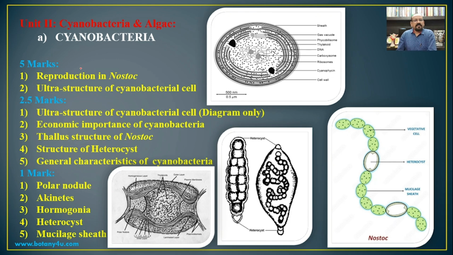The second unit is based on the cyanobacteria and the algae, and the first one is cyanobacteria. On cyanobacteria there are again 5 mark, 2.5 mark and 1 mark questions. The 5 mark question includes the reproduction in Nostoc and the ultrastructure of cyanobacteria. If you see any question paper of the last 5 years, you will always find the 5 mark question on the reproduction as well as the ultrastructure of the cyanobacterial cell.